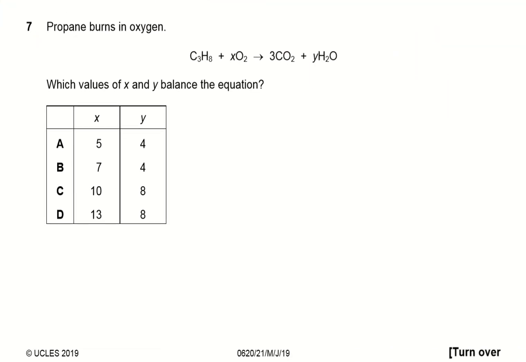Propane burns in oxygen. Which values of X and Y balance the equation? To balance your equation, you are required to ensure that the number of atoms on the left hand side, which is the reactant side, equals the number of atoms on the right hand side. So to balance this equation, what can we do?